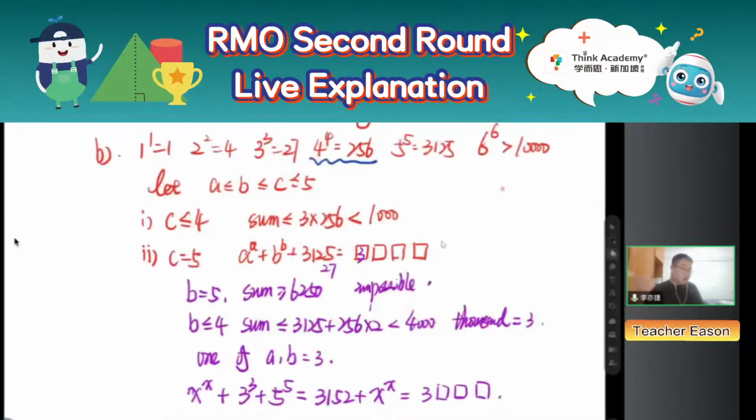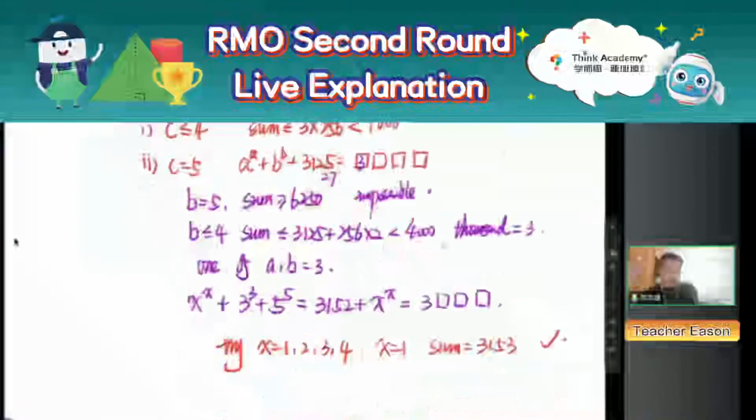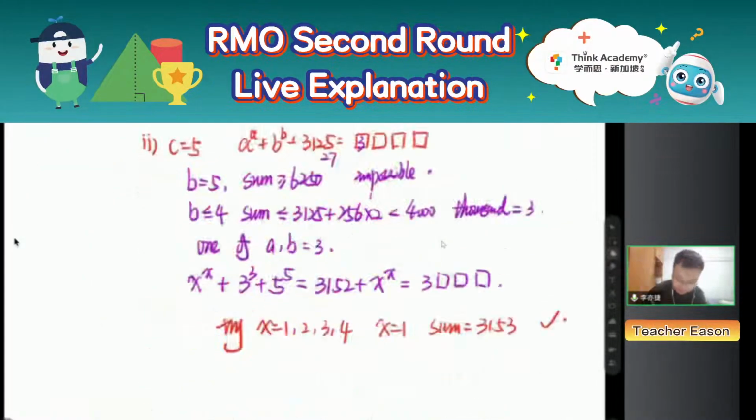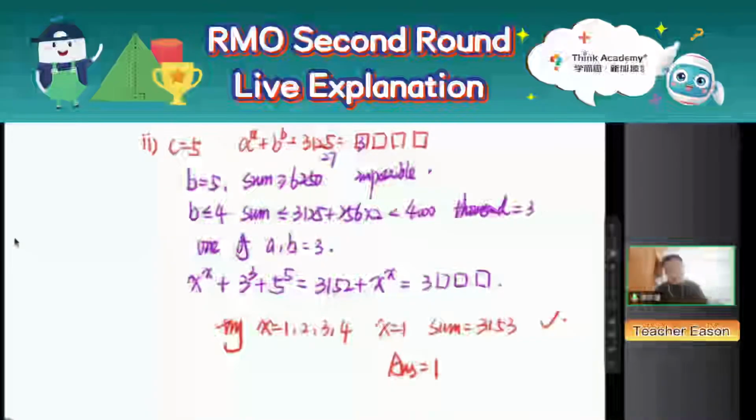Is the answer 1 or 6? I don't know, depending on how the question is asked. You only have one case. I think in the question, ABC is a set, so the order of a set is not important. So the answer must be 1. Yes, the answer is 1. Okay, so that's all for the open category.